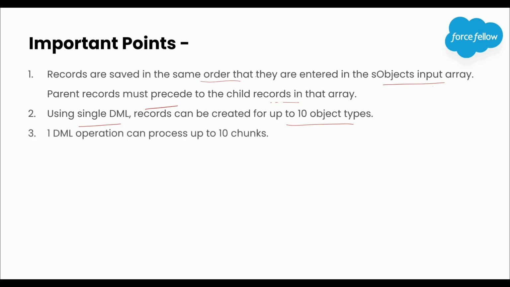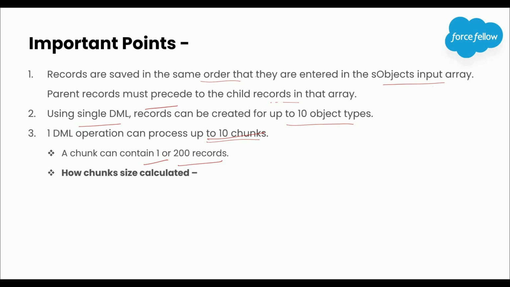Okay. The next point is one DML operation can process up to 10 chunks. So, in Salesforce, whenever we try to process data in bulk, the platform will internally break those records into smaller chunks and process each chunk individually. So if we are going to insert multiple sObject data using a single DML statement, then Salesforce can process a maximum of 10 chunks. And one chunk can contain a maximum of 200 records of the same object type.